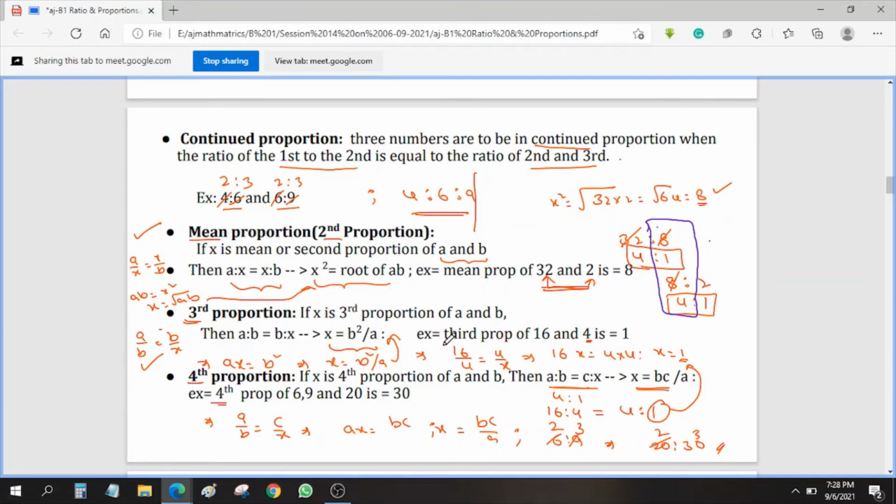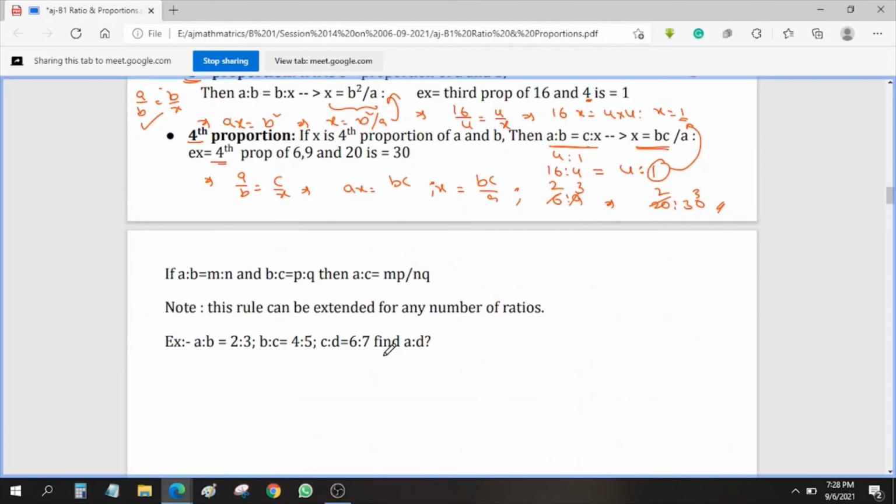So remember these formulas. Mean proportion is x squared equals AB, that is, x equals square root of AB. Third proportion is x equals b squared by a. Fourth proportion is x equals bc by a. So this is how you need to remember that.